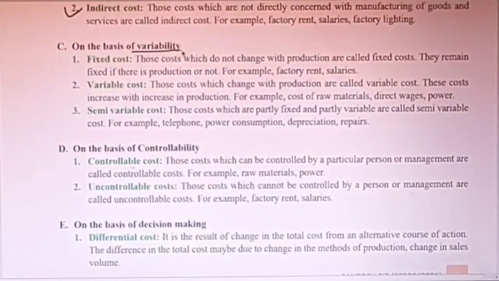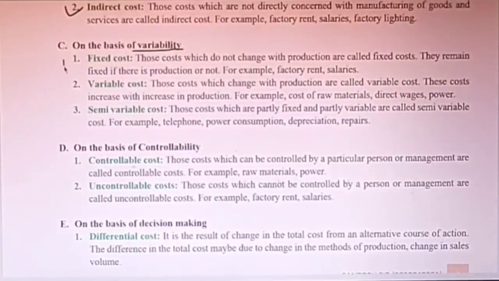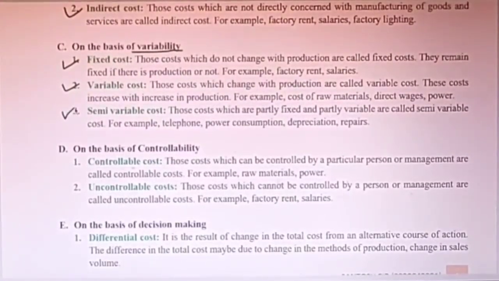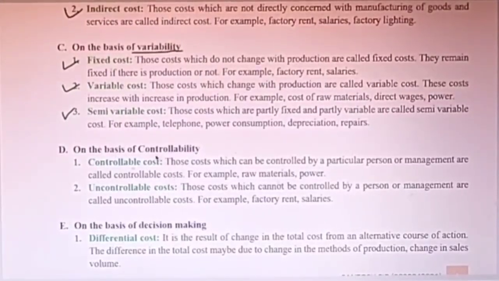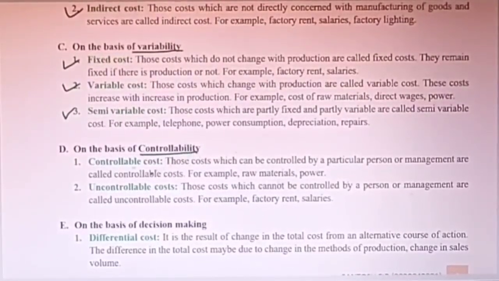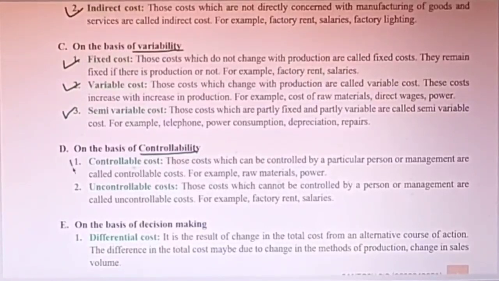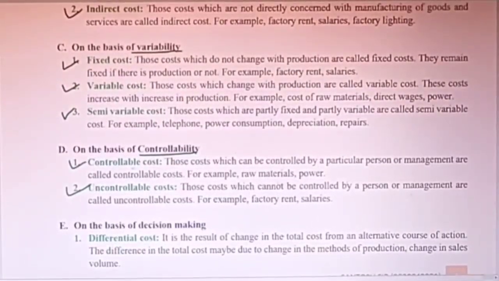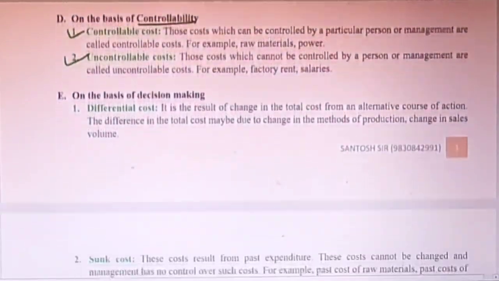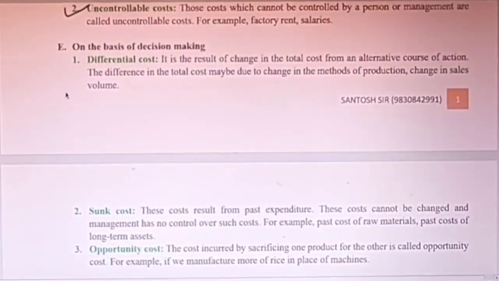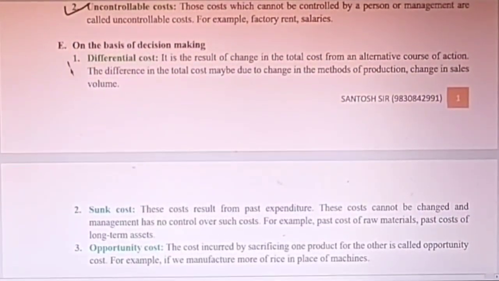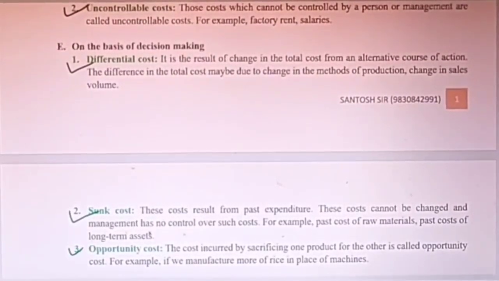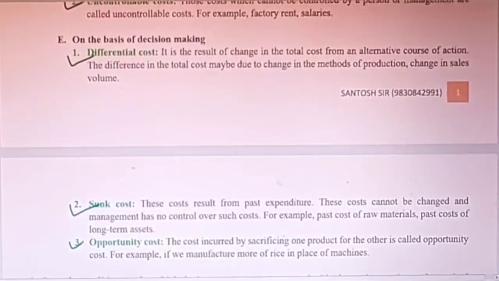Then on the basis of variability, we can divide the cost into three types: fixed cost, variable cost, and semi-variable cost. Like that, on the basis of controllability, the cost can be controllable cost and uncontrollable cost. And on the basis of decision making, we can divide the cost into three types: differential cost, sunk cost, and opportunity cost. So this is the answer of the first question.